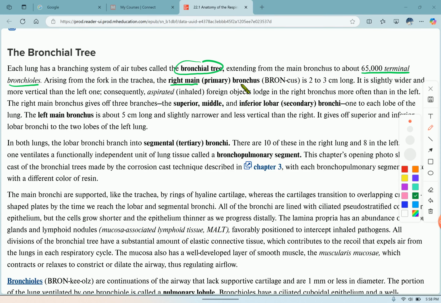So you have the right main bronchi, also known as primary. And then you have the inferior lobar, also known as secondary bronchi. And then you have the segmental bronchi, also known as the tertiary. So primary, secondary, and tertiary bronchi. Okay, so you have 10 segmental or tertiary bronchi on the right lung and 8 on the left lung.